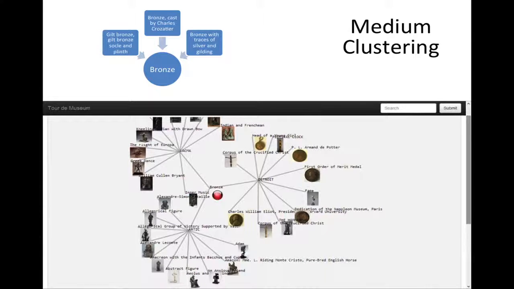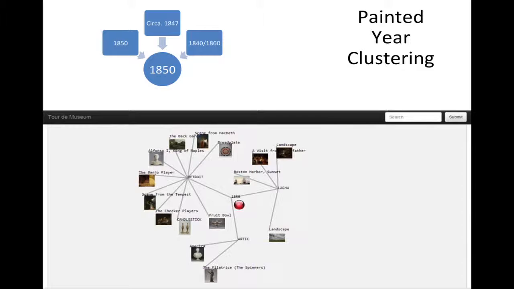Here, bronze is a superset of painting medium, and the subsets are gilt bronze or bronze with silver and gilding. We felt Smith-Waterman is the best fit because it calculates based on local alignment. In the painted year clustering, we had to deal with two issues, mainly circa and the range. With circa, we added plus or minus 5 years to the actual year and clustered the paintings, and with range we considered the paintings which fall within the range.